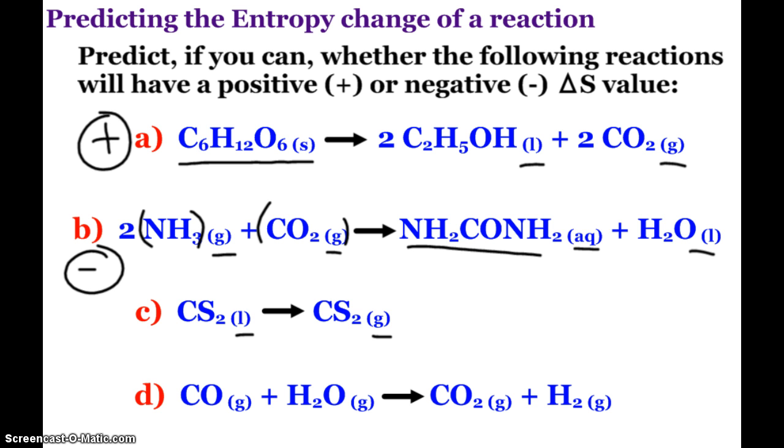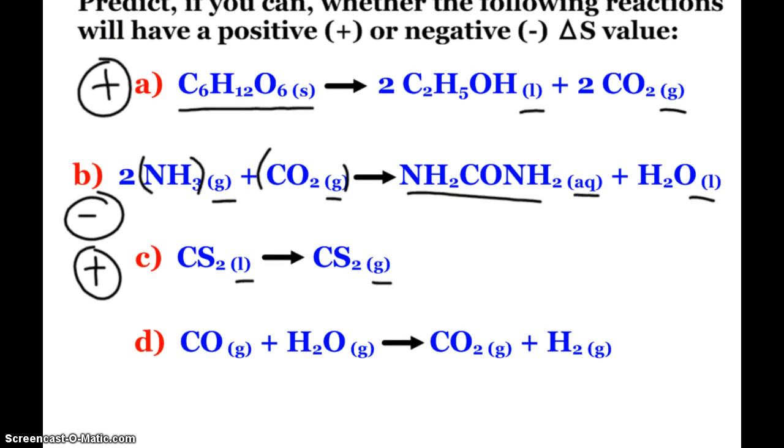Liquid to gas, vaporization, definitely positive. This last one here now, I've got 2 moles of gas as reactants, 2 moles of gas as products, and all the particles, all the species are pretty small and similar in size. So this one we would say, can't predict that. There's no way you can truly predict what that entropy change would be. It would have to be calculated using our standard entropy values.